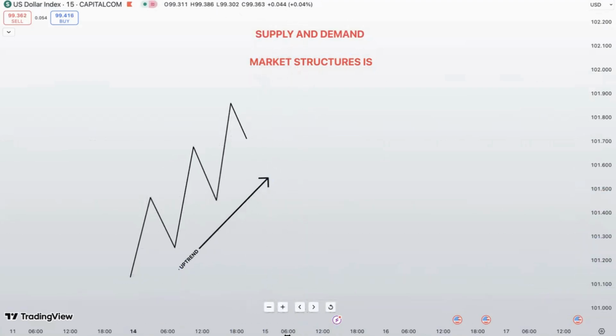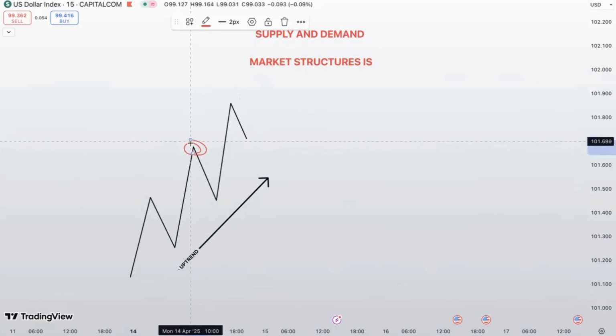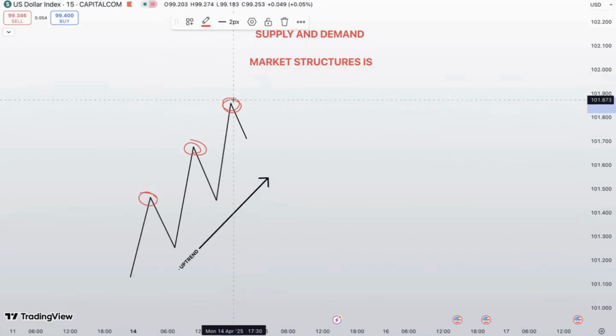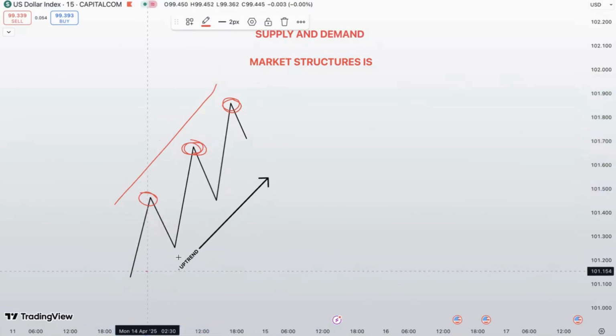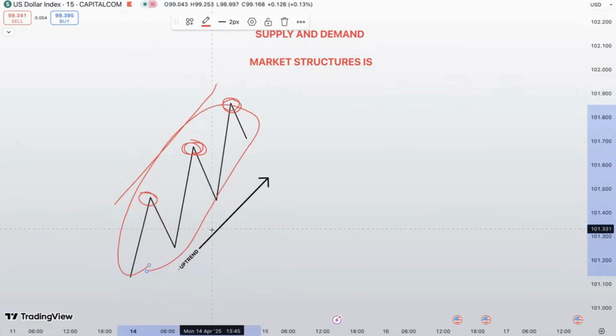Why? Because this high is higher than the previous high, right? And this recent high is higher than the previous high, forming an upward type of movement or an upward type of trend. Doesn't that make sense? So in that case, we are saying that this market is in a bullish movement.